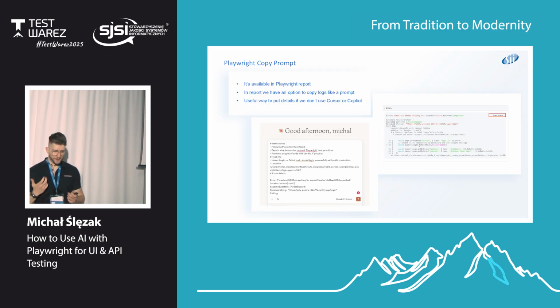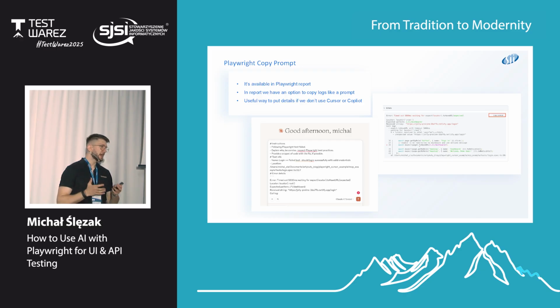All right. The next thing is what is available in Playwright. Playwright version by version is more integrated with AI capabilities. Now we have Playwright agents, but in the previous version there was also Playwright copy prompt, which is added to our HTML report, and we can copy that error and then use it in an LLM. So then we can debug our problem slightly easier.